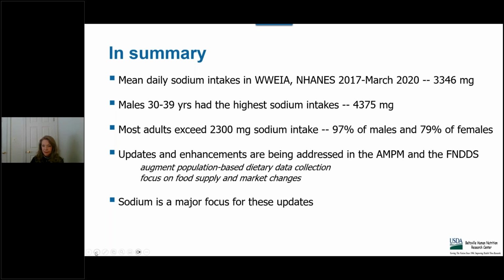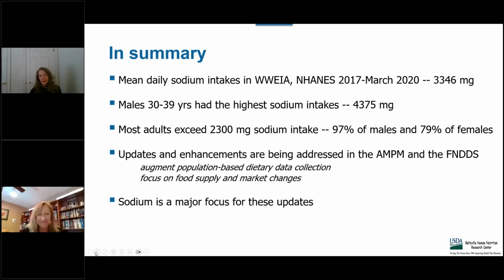Updates and enhancements are being addressed both in AMPM and FNDDS to augment population-based dietary data collection and to focus on food supply and market changes. Sodium is a major focus of these updates.